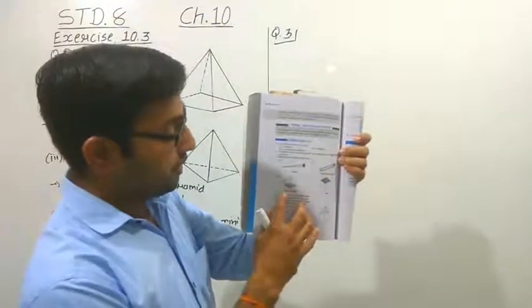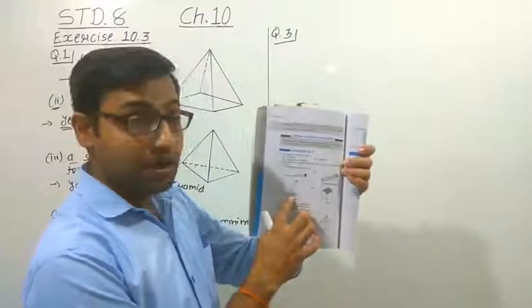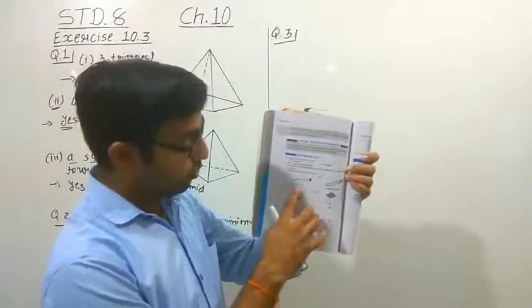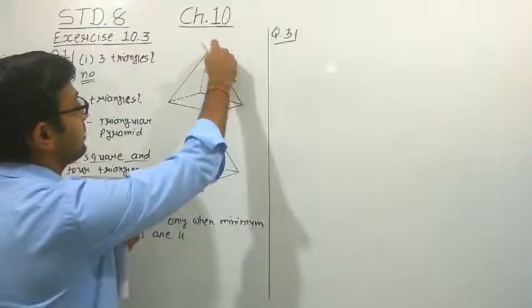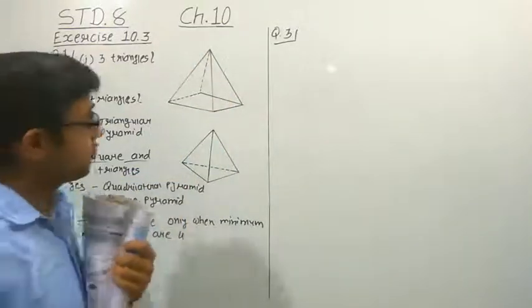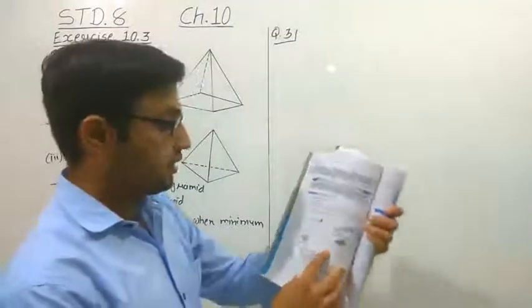Now the third one, a table weight. This is what? A quadrilateral pyramid. It is a pyramid, it is not a prism, right? Because all its triangular faces are meeting in a point. So it is not a prism, it is a pyramid.